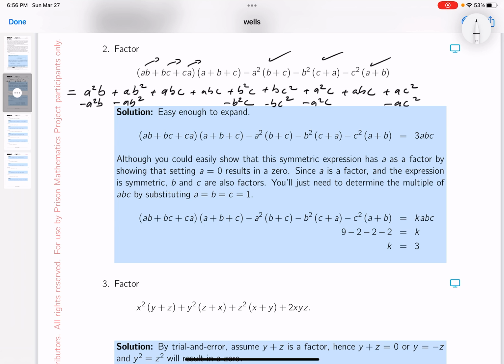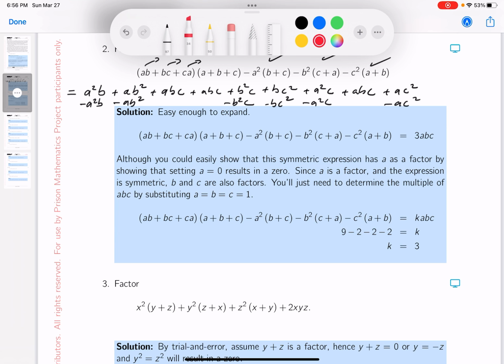Well, I hope you can appreciate there's a lot of cancellations going on here. I mean, this cancels, this cancels, this cancels, this cancels, this cancels, and this cancels. And what are you left off with? Something pretty simple, by the way, 3ABC. And that's what they say over here. So they say easy enough to expand.